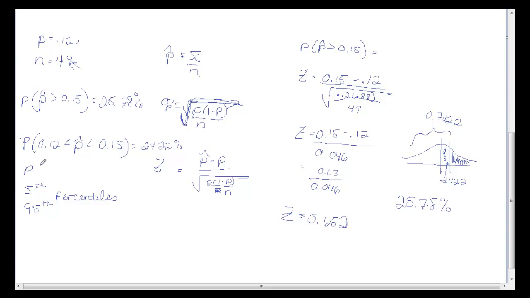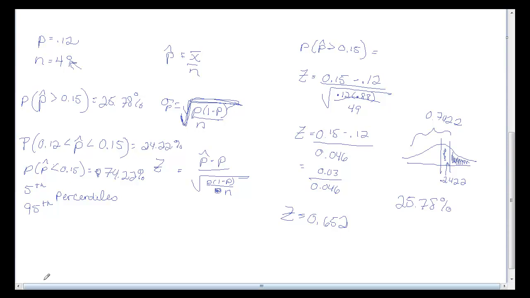Oh yeah, and I need to find the probability that p hat is less than 0.15. Well, we already figured that out too. That was 74.22%. Fifth and 95th percentiles, we need to figure out the z-score for that.